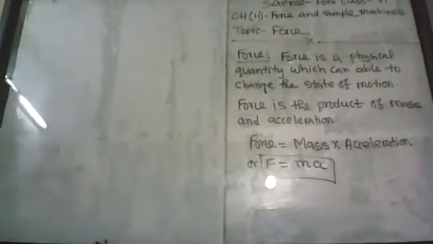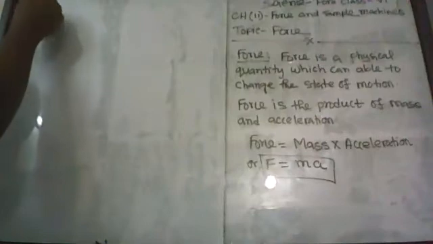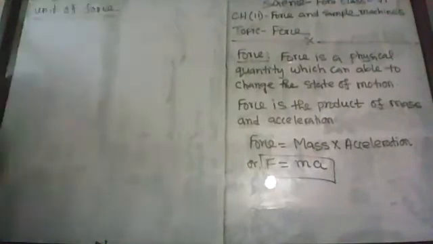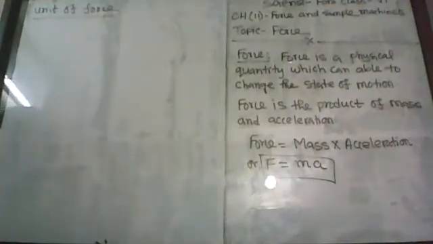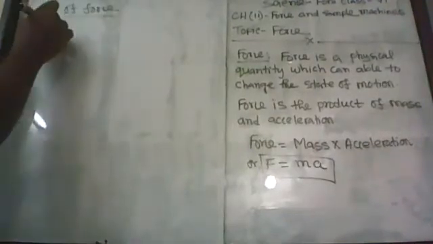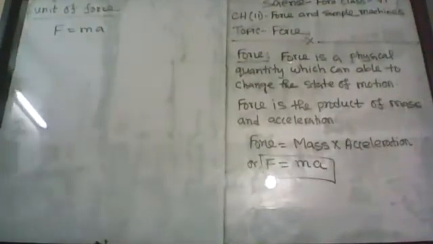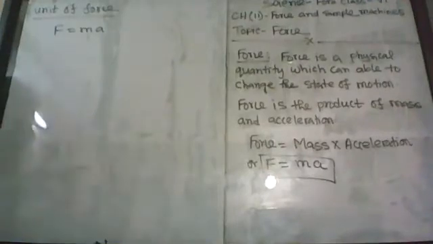In the next step, I'm going to find out the unit of force. The basic equation of force is the product of mass and acceleration, so F equals m into a. The unit of force depends on which quantities? Number 1, mass, and number 2, acceleration.